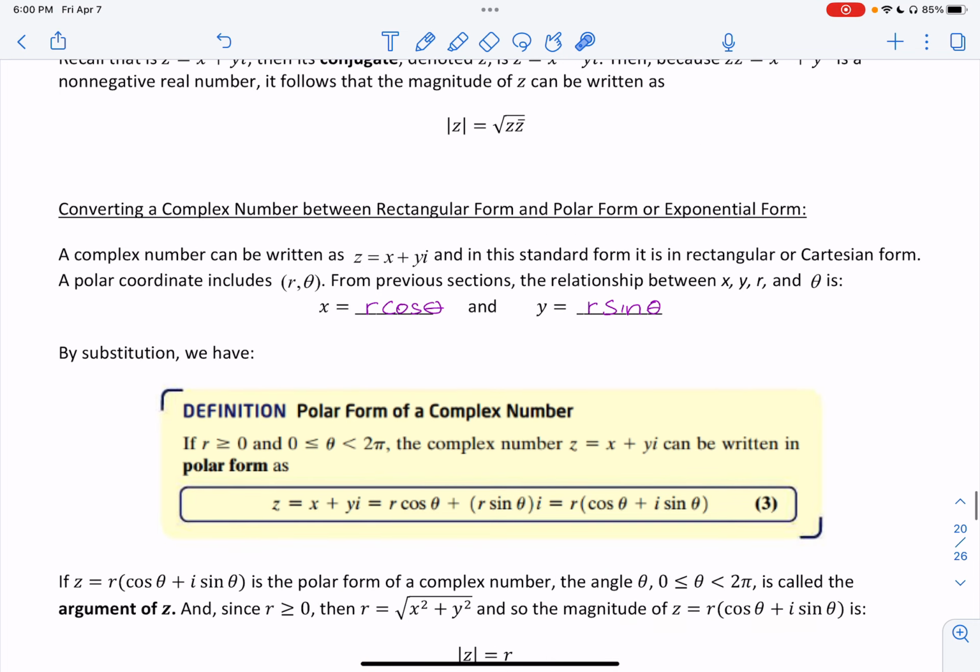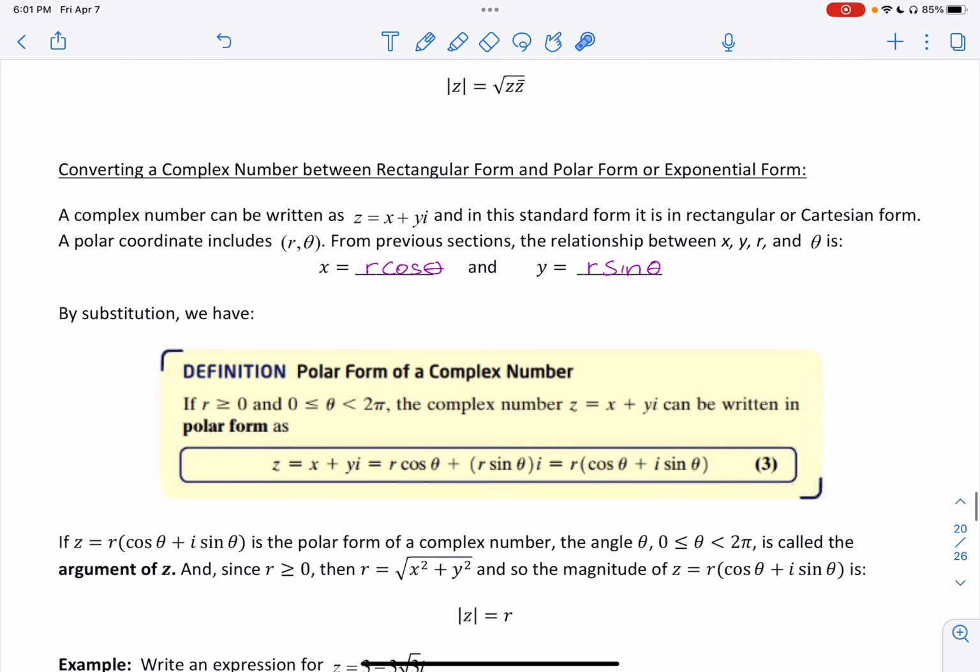Then by substitution, we can say z equals x plus yi. We have that as our given, that's our complex number. We can substitute in for x and y. So x becomes r cosine theta, plus r sine theta times i. Since both these terms have an r in them, I can factor that out. So I have r times the quantity cosine theta plus i sine theta. I can write my value for z in that form, and that's the polar form of a complex number.